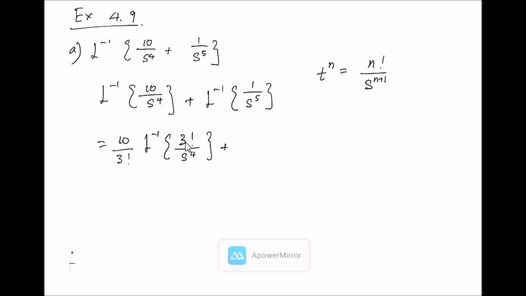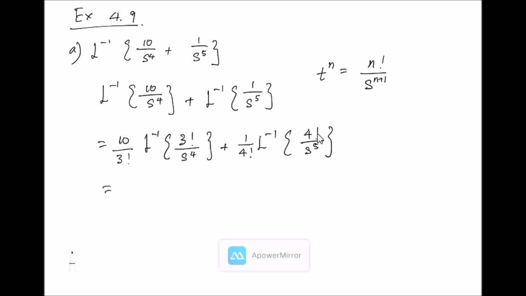And then plus, in the question, 1 over s power of 5. Based on this, s power of 5 means that it is 4 factorial. So it is 4 factorial divided by s power of 5. The value of 4 factorial also does not belong to this question, so we need to cancel it out by dividing by 4 factorial.